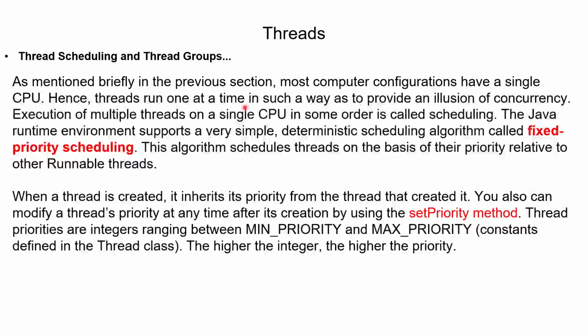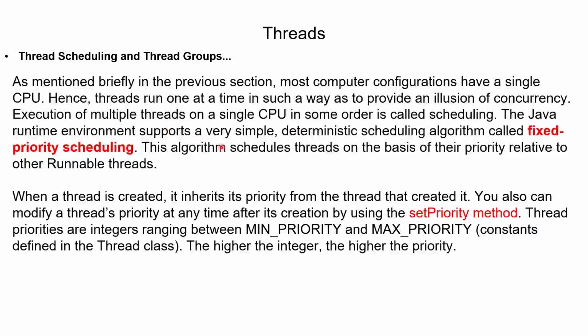So as mentioned before, we talked about threads as being the base of multitasking. So threads run one at a time. However, they run in such a way that they provide an illusion of concurrency. When resources are low, the execution of multiple threads on a single CPU, that method is called scheduling.